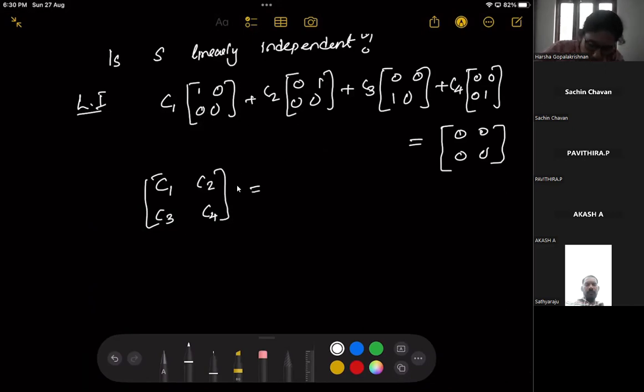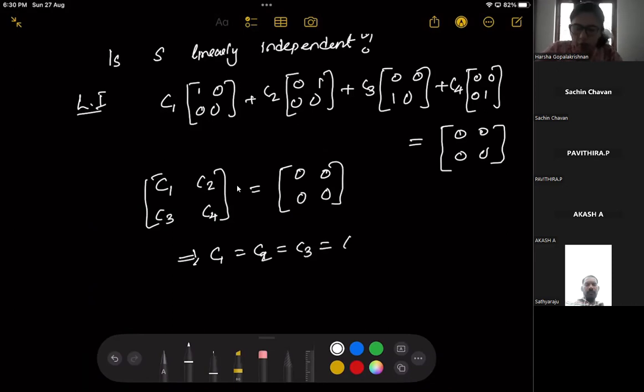So we are equating this to the zero vector, correct? So these two are equal means entry-wise they are equal: C1 equal to C2 equal to C3 equal to C4 equal to 0. C1 equal to 0, C2 equal to 0, C3 0, C4 0. So this linear combination is equated to 0 and we got all the coefficients Cs are 0. Therefore, S is linearly independent. Is this clear for everyone?